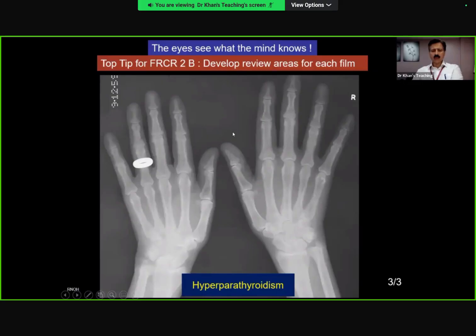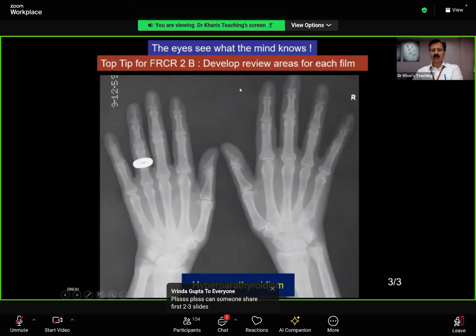But the take-home point is that for each and every film in your exam, you have to develop a review area, and your eyes should be searching for specific abnormality. And this formula is very important for rapid reporting also, and for Viva films also. You start looking at joints, you start looking at specific things. The eye sees what the mind knows. So that is critical. Well done.